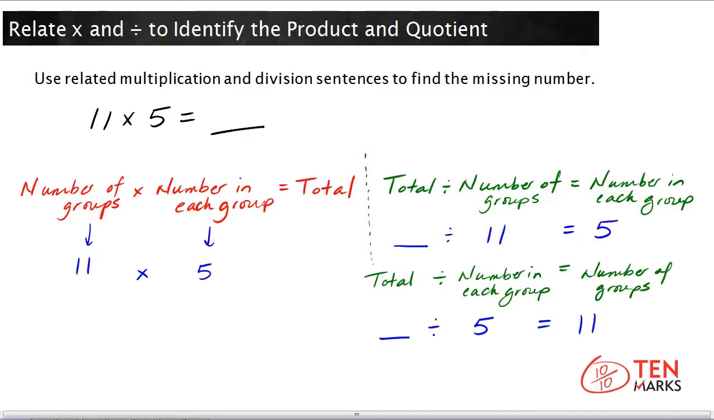So now, which number divided by 11 equals 5? Or which number divided by 5 equals 11? The answer is 55. 55 divided by 11 equals 5, and 55 divided by 5 equals 11. So the missing number here is 55. And we found that using a related division fact. Let's try another problem together.